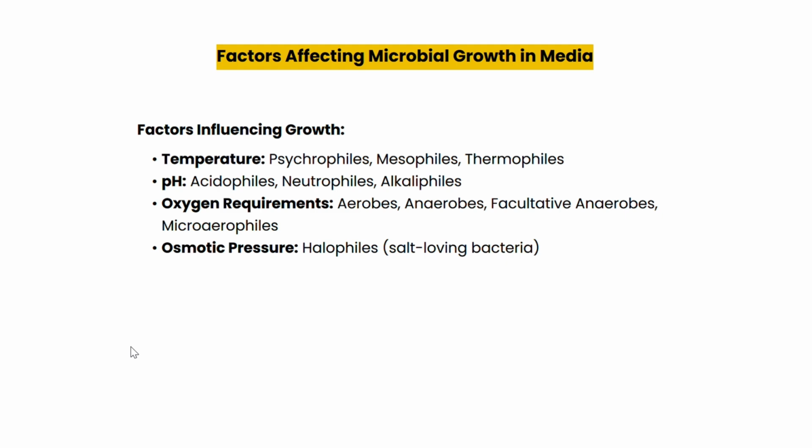The growth of microorganisms in culture media is influenced by various factors such as temperature, pH, oxygen levels, and osmotic pressure. Different microorganisms have specific requirements. For instance, psychrophiles thrive in cold temperatures, while thermophiles prefer high temperatures. Similarly, some bacteria, like aerobes, need oxygen to grow, while anaerobes cannot survive in its presence.